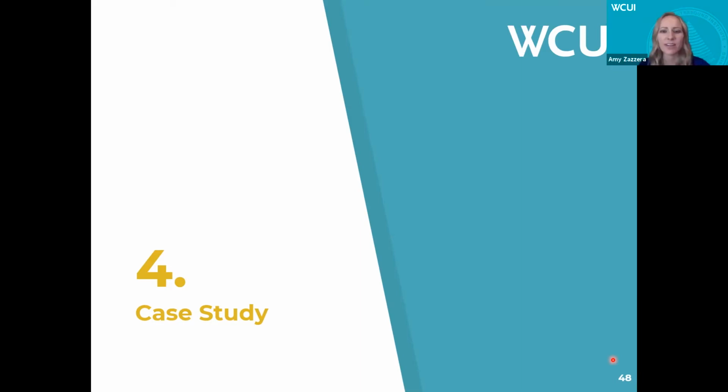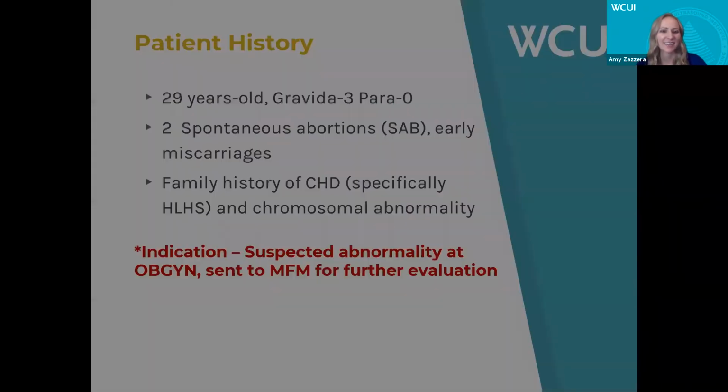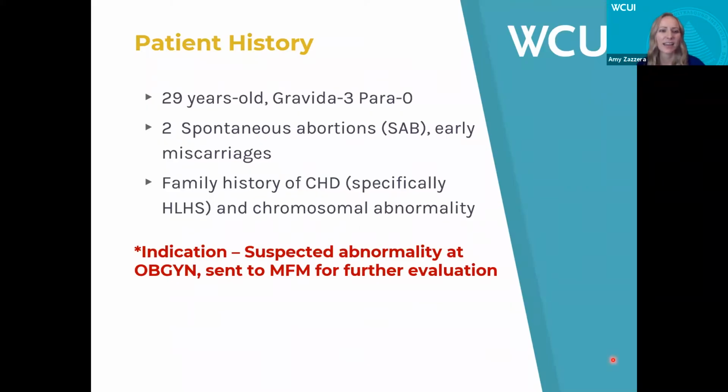All right, we are going to get into our case study. So we have a 29-year-old G3P0. She's had 2 spontaneous abortions. They were early miscarriages. She has a family history of congenital heart disease, specifically HLHS, hypoplastic left heart syndrome, and a family history of chromosomal abnormalities.